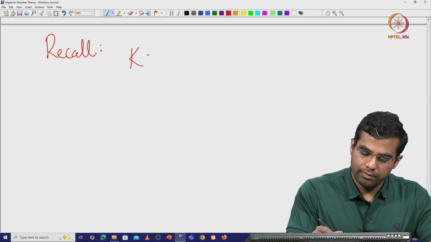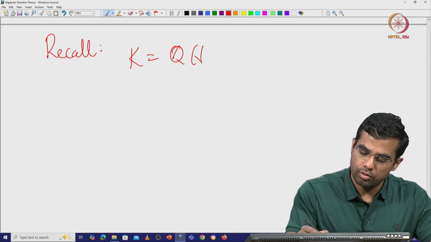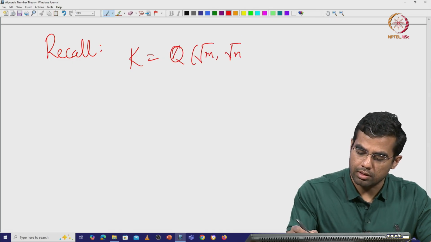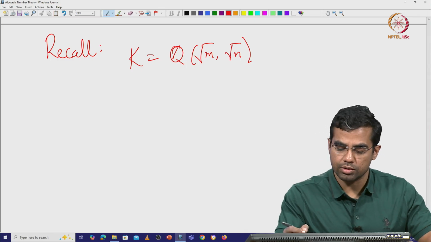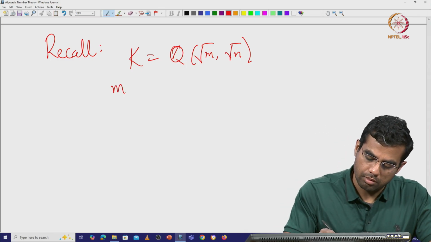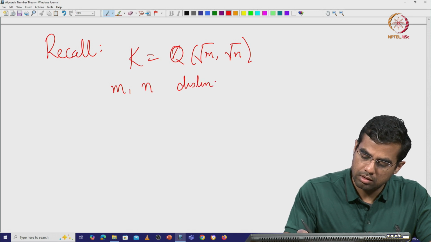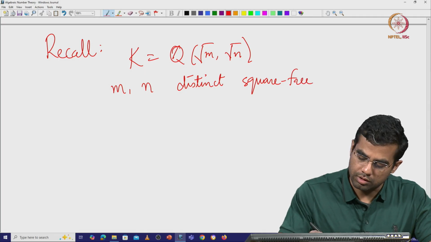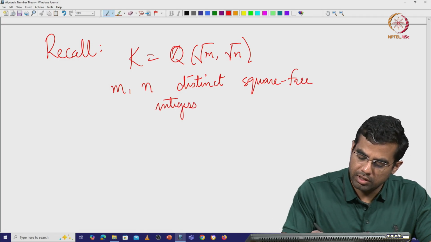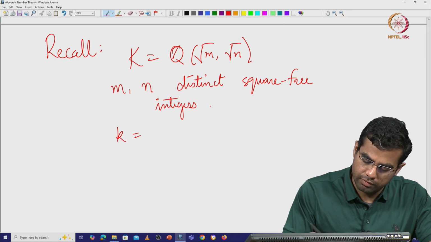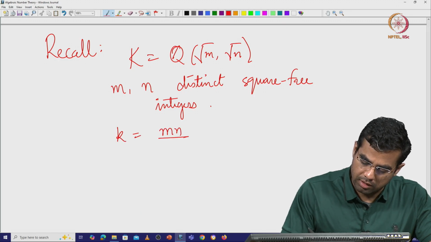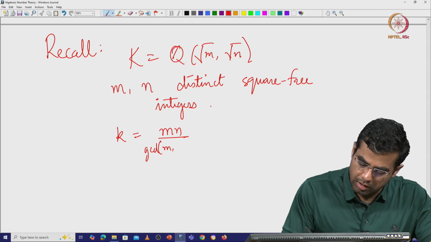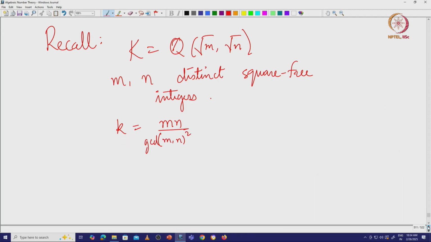Okay, so a biquadratic field is a field of the form Q(√m, √n), where m and n are distinct square-free integers. They are distinct, but they need not be coprime, and so what we did was we put k as mn over gcd(m,n) squared. So K is a biquadratic extension of Q with Galois group Z/2 × Z/2.